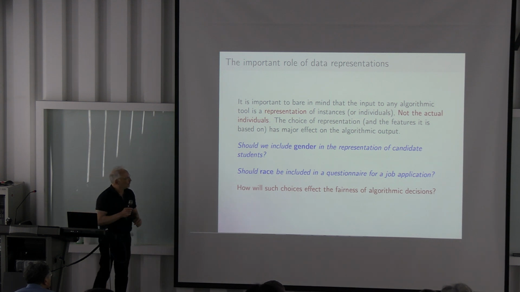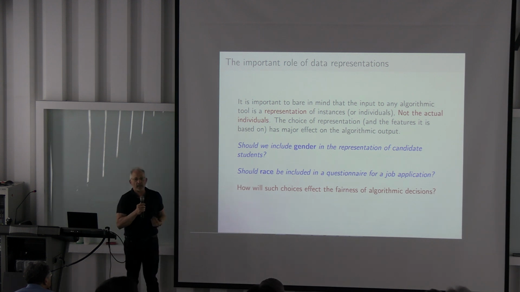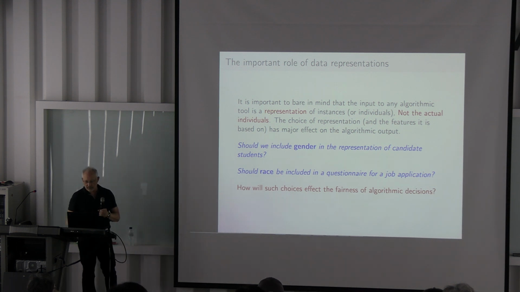Okay, so if we have time, I want to go into another important issue, which is the importance of data representation. When I want to decide if someone will get a loan or not, what information about this person am I asking? If I want to decide whether to give someone a job or not, I have a questionnaire. What do I ask in this questionnaire? Because my algorithm will depend on this feature or on the data representation that I use. So it turns out that even that is a complicated issue.